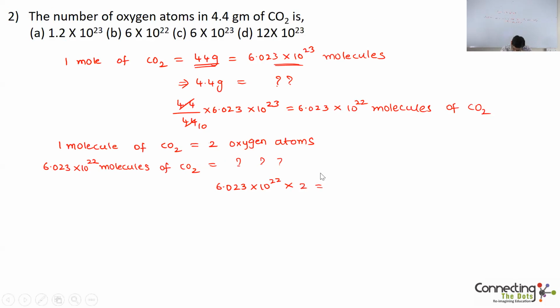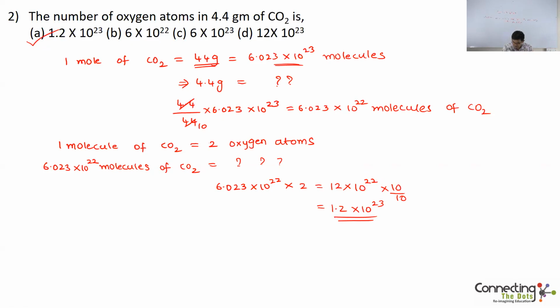So it will be approximately, you can take 6 times 2, so it will be 12 times 10 power 22. But no option has this answer. So if you convert it, it will be 1.2 times 10 power 23. If you look at the first option, it is equivalent to that. So from this we can say A will be the answer.